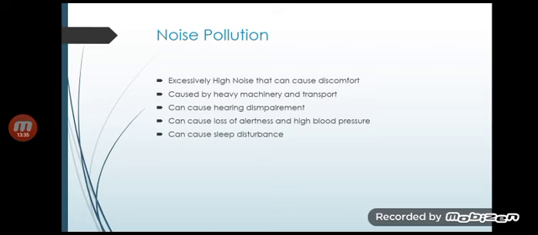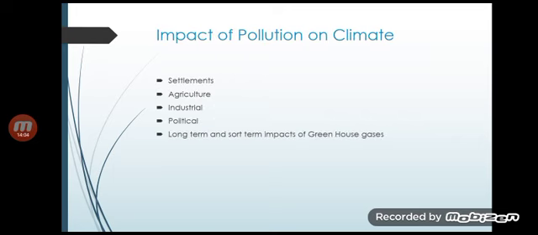They can cause hearing impairment. It's when you have a little bit of loss of hearing, and this can also cause a lot of those discomforts that we studied in light pollution. It can cause a lack of alertness. It can cause high blood pressure. It can cause sleep disturbance, and sleep disturbance breeds a lot of other issues. So all this pollution has a lot of impact on climate change as well.